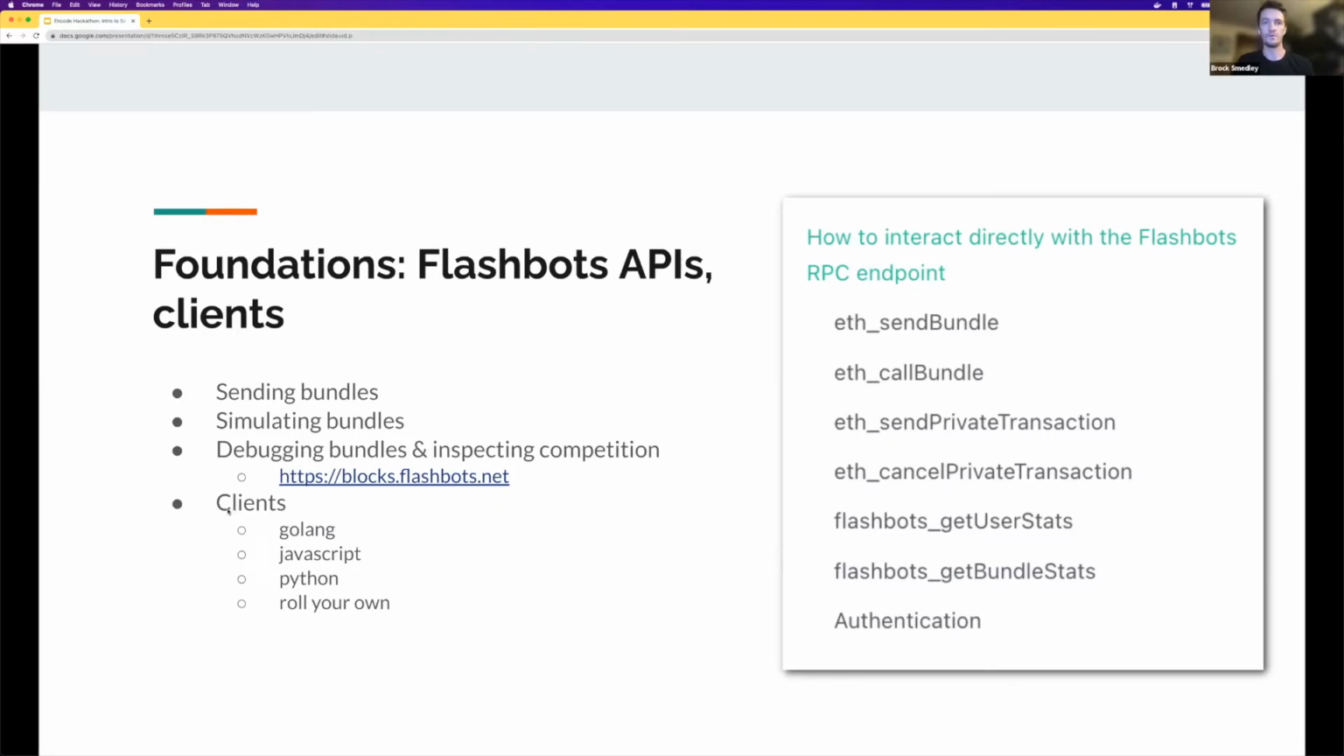And then we have a few official Flashbots clients that implement all of these methods in code in your language of choice. So we have one for Go, one for JavaScript, one for Python. I believe there's a Rust one too that we didn't write, but it exists. It's somewhere out there. But it's also important to know that you can just write your own. The library itself isn't very complicated. It's basically an HTTP library that's calling these relay endpoints.